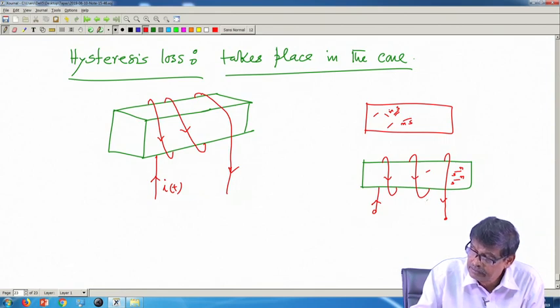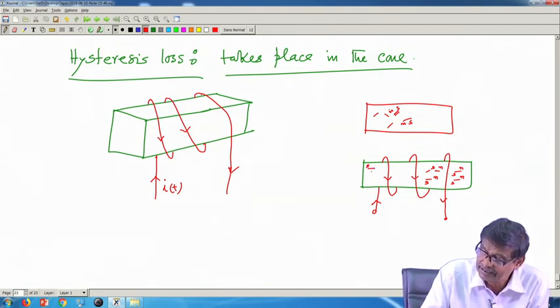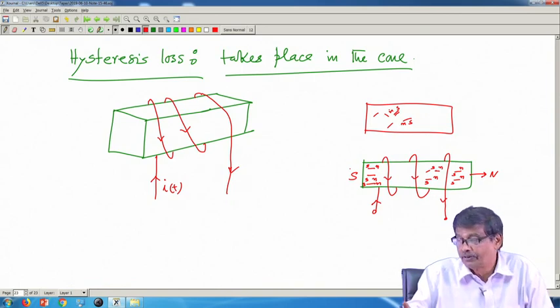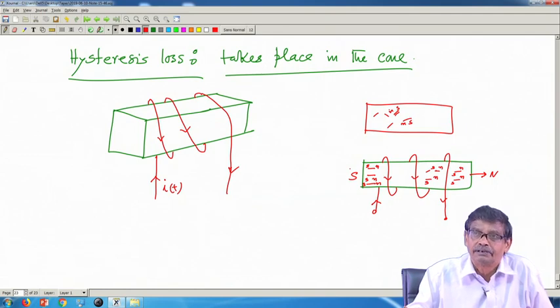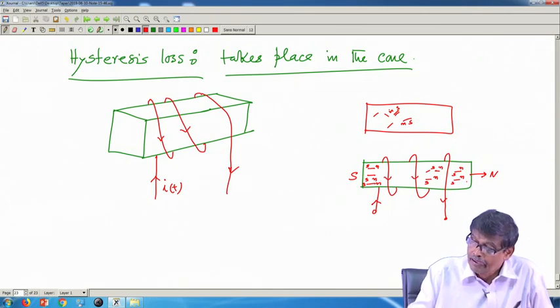Make it more, they will align, as we study also at school level. So, if you pass sufficiently large current, at the end what will happen is all tiny magnets will be moved like this, such that this will become a north pole and this will become a south pole. That is how we are taught at school level how to make a soft iron piece a permanent magnet. You pass some current, electromagnet, north south. Okay.